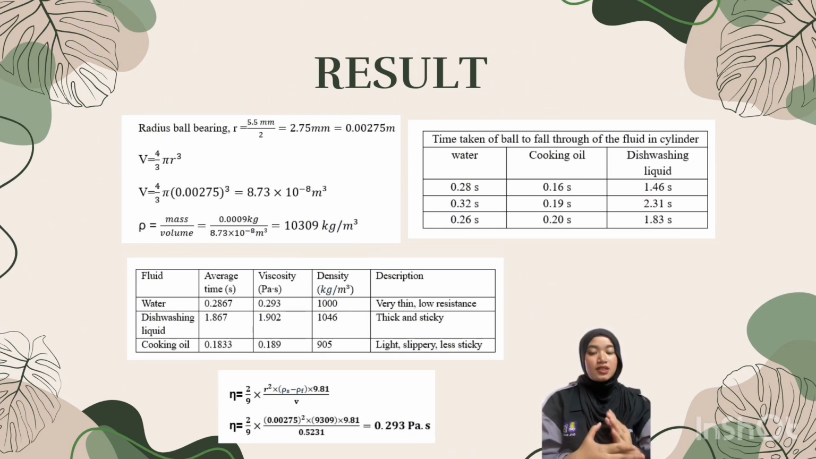The formula of viscosity that we use is 2 over 9 times R squared times the density of the solid minus the density of the fluid, times gravity, and divided by velocity.